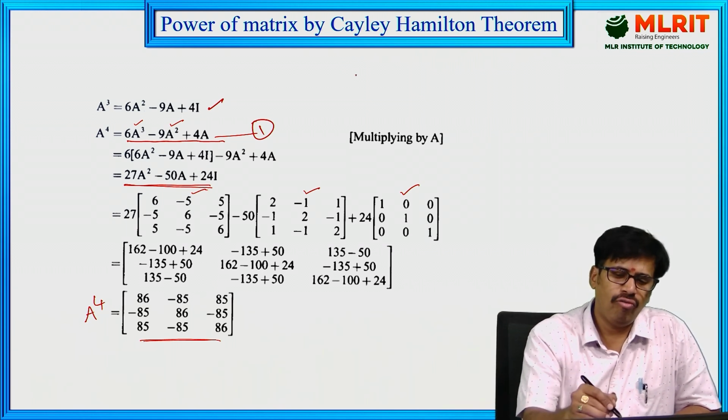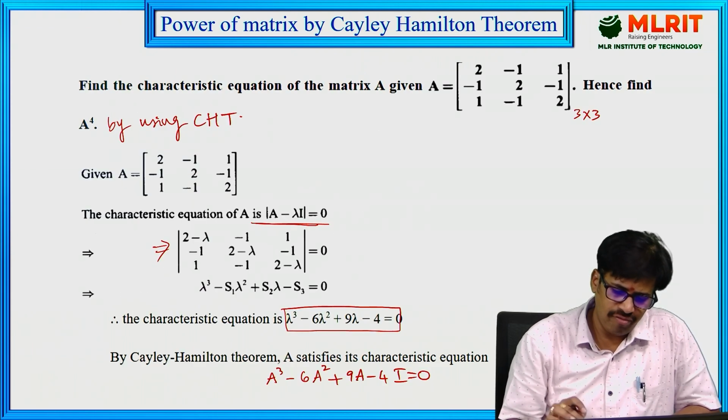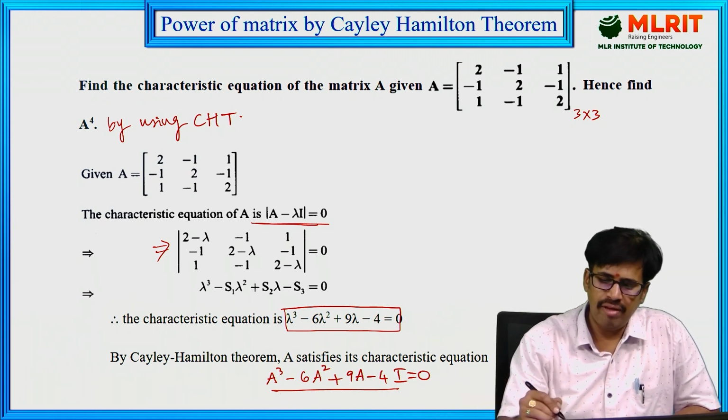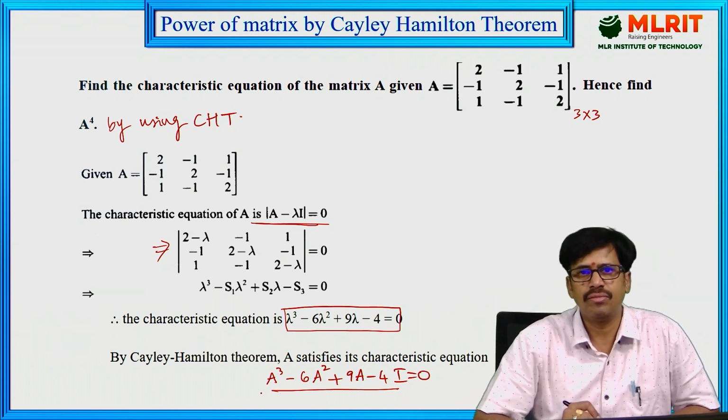Suppose if you want to find A power 7, so what is the characteristic equation we got? This is of degree 3. So if you want to find A power 7, we multiply with A power 4 on both sides, so that we can get A power 7, right?